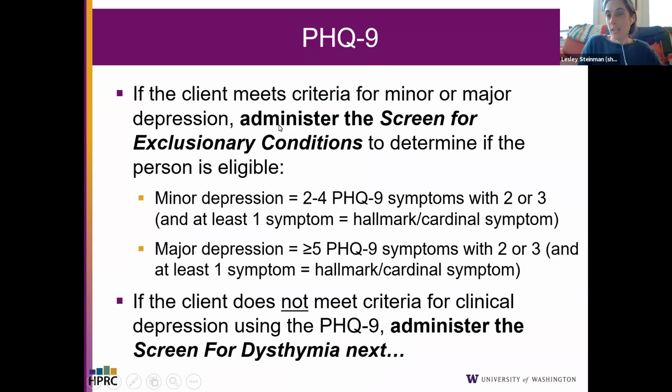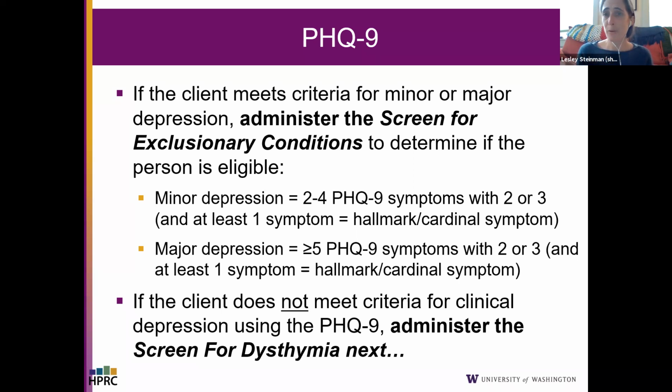So the PHQ-9 stands for Patient Health Questionnaire. And really what you want to do is do that first, because if somebody doesn't meet criteria for depression, there's no point in screening them for exclusionary conditions. Why take up people's time with paperwork if they're not a good fit for Pearls? And we have typically trained around this idea of determining whether they have minor or major depression.